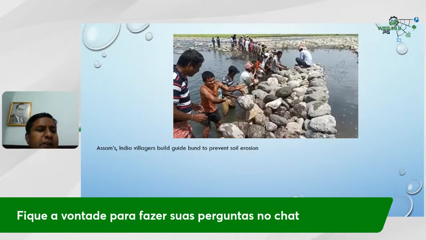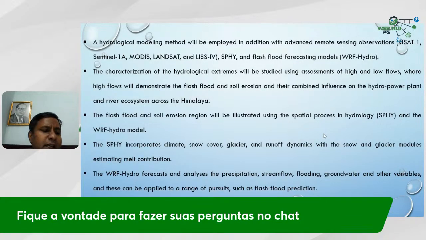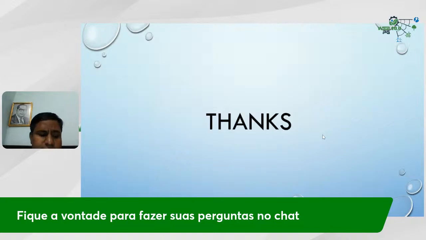In Assam, we have continuous floods, and people are continuously protecting their agricultural fields and homes. In future, we are going to target how glaciers are affecting soil losses. So this was my brief presentation.